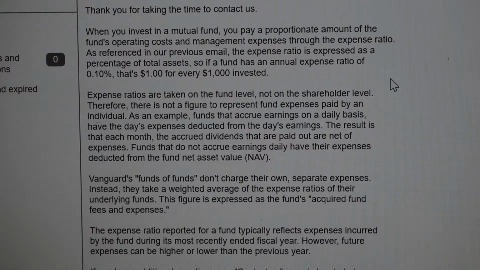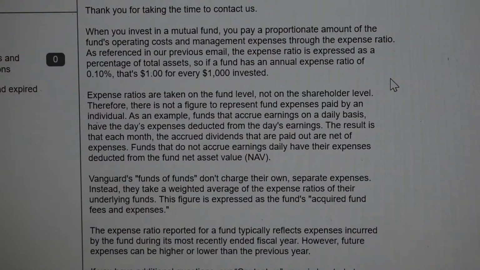As an example, funds that accrue earnings on a daily basis have the day's expenses deducted from the day's earnings. The result is that each month the accrued dividends that are paid out are net of expenses. Funds that do not accrue earnings daily have their expenses deducted from the fund net asset value. Vanguard's, this is where it gets even more confusing. Vanguard's fund of funds don't charge their own separate expenses. Instead, they take a weighted average of the expense ratios of their underlying funds. This figure is expressed as the fund's acquired fund fees and expenses.